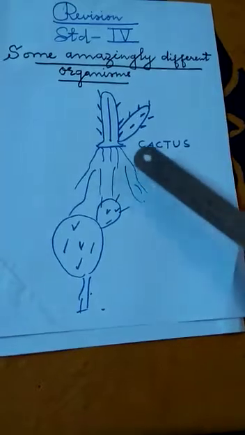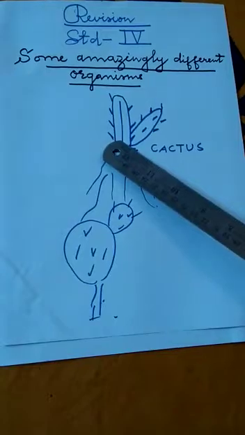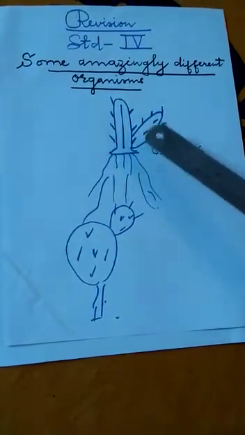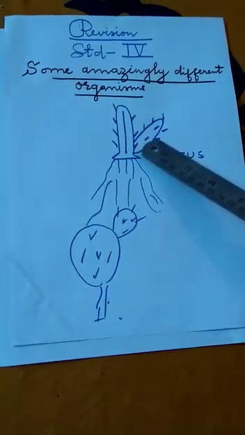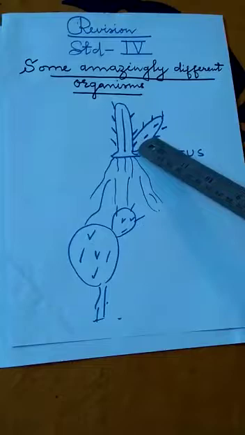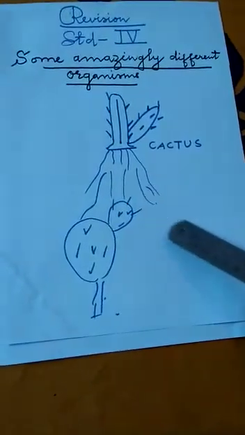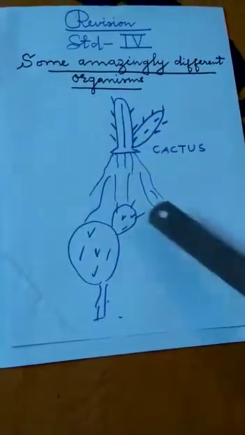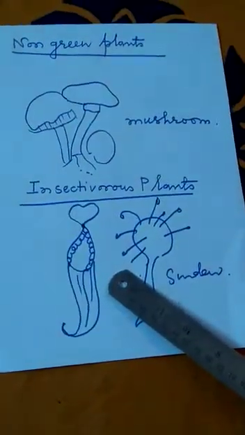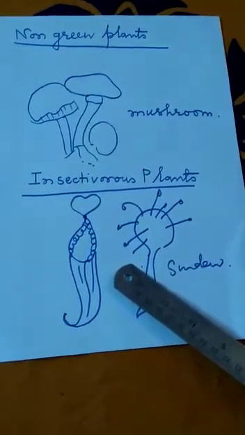So you can see the stems are storing water, conserving water, and the leaves, when modified into spines, conserve water by not losing water through transpiration, and the roots go deep inside the soil to fetch water for the plant. So these are the adaptations you can see in the plant called cactus.